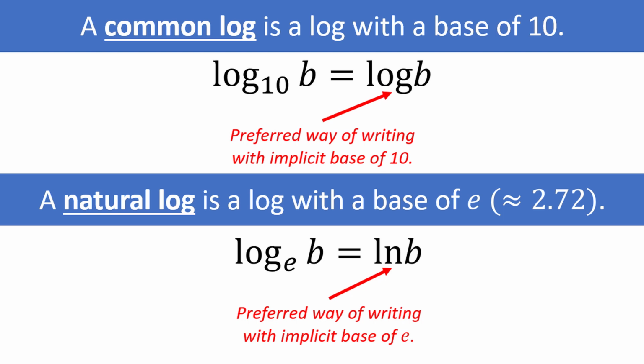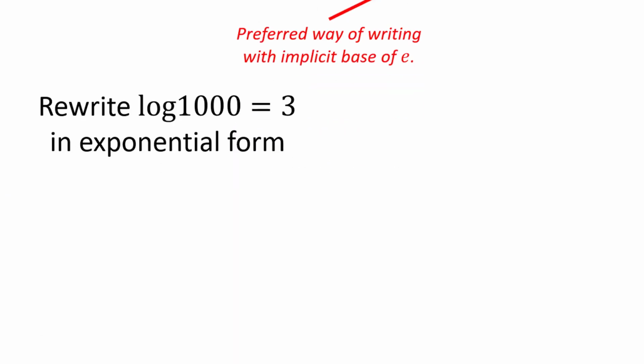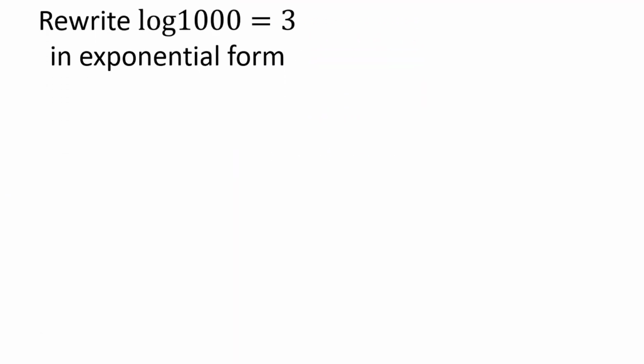Alright, let's look at a few examples. Say we have log of 1000 is equal to 3. Could you write this in exponential form? Well, this is the same thing as log base 10 of 1000 is equal to 3. If you don't see a base written on log, that means you can assume we have the common log with a base of 10.